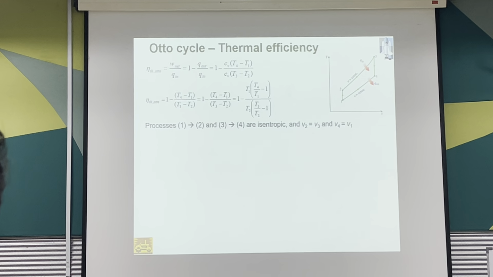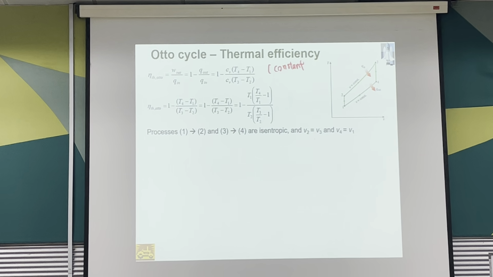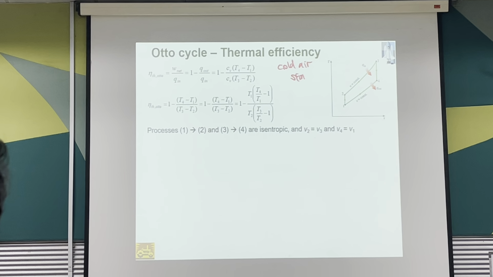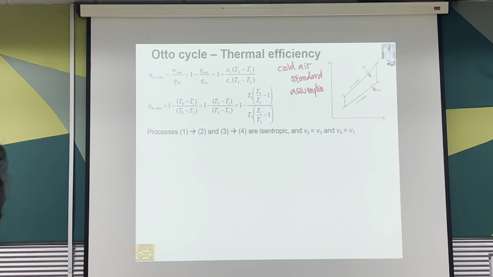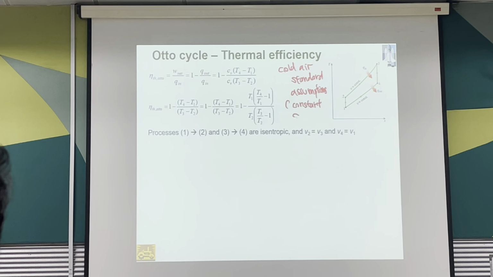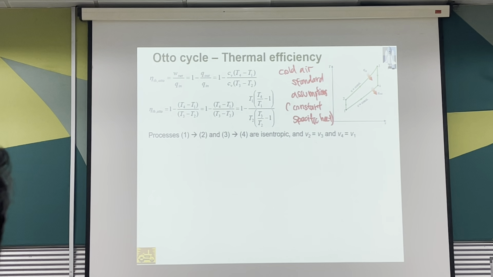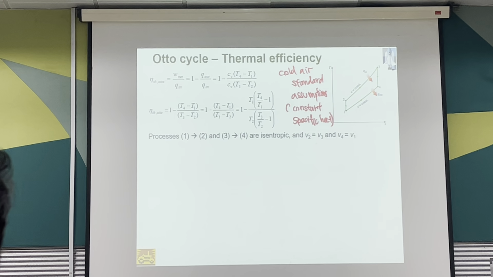For this equation here, something is missing. This slide is only for the cold air standard assumption, or constant specific heat, again. Which actually is also obvious because you can see that we start the derivation based on CV delta T.